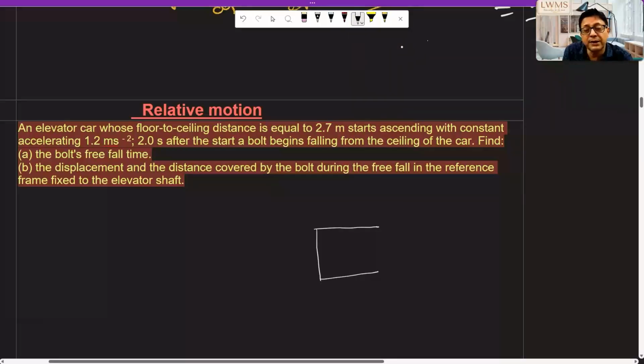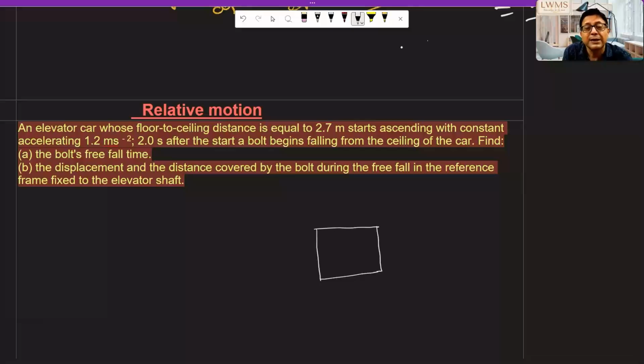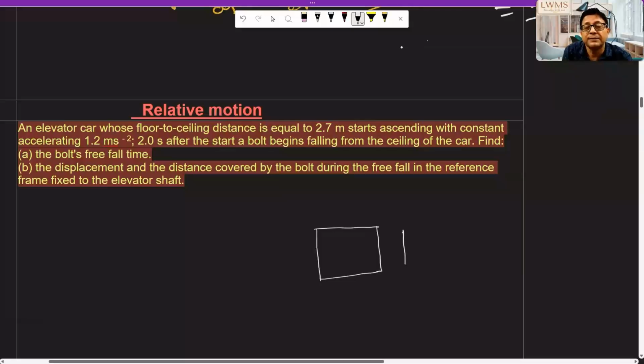This is the elevator. It starts ascending with an acceleration of 1.2 meters per second squared. The floor-to-ceiling distance is given, that is 2.7 meters.